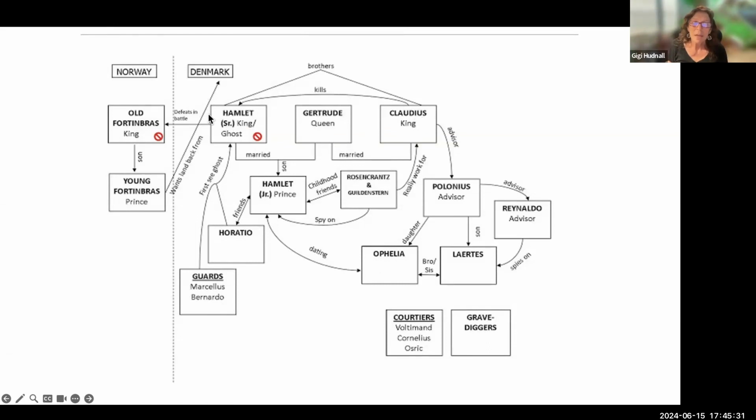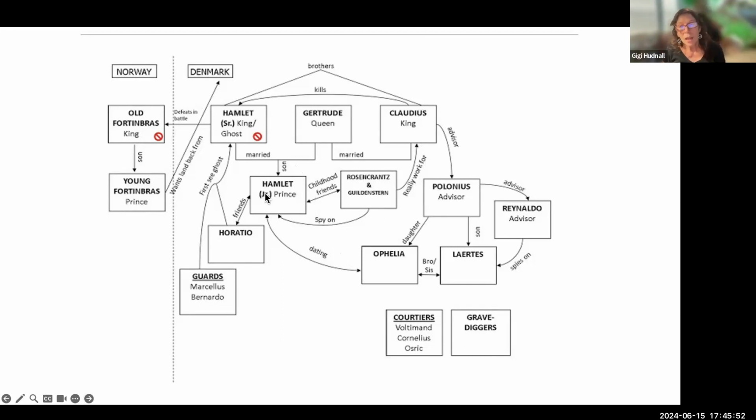Hamlet is in Denmark and Fortinbras is in Norway. And Hamlet defeats old Fortinbras in a battle. And then he dies, and his son, young Fortinbras, is the one that comes back and he wants the land back from Denmark. All right, we're back to Hamlet over here. His childhood friends are Rosencrantz and Guildenstern. They really work for Claudius.